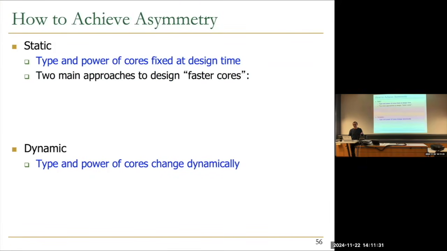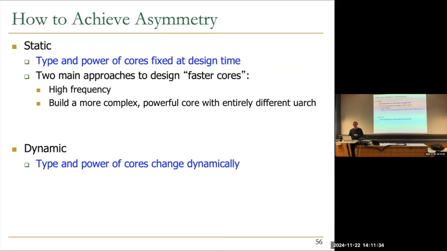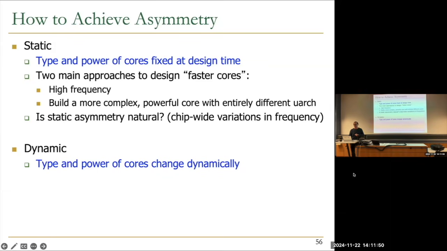With static, people have looked at two main approaches for designing faster cores. Basically, you have hard-coded static higher frequencies for some cores. Or you can build a more complex, powerful core with an entirely different microarchitecture, including frequency potentially, right? And then there's some natural asymmetry, as we discussed yesterday. Even in cores, there are variations in chip frequency. So some cores may naturally be faster, some cores may naturally be slower, depending on the variation. And if you can identify that, maybe you have higher frequency and higher voltage for some cores and lower frequency and lower voltage for other cores, if it's static.